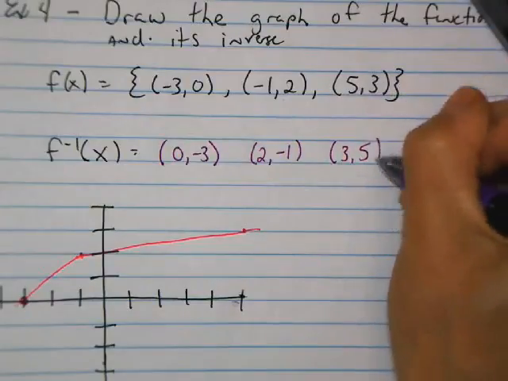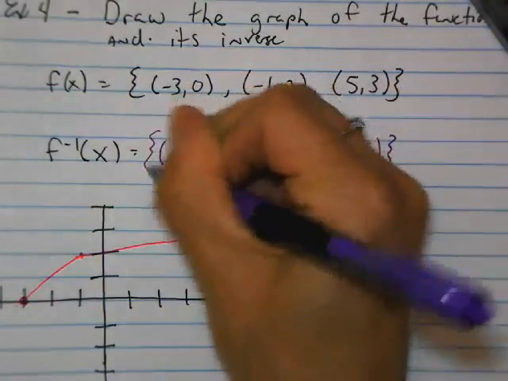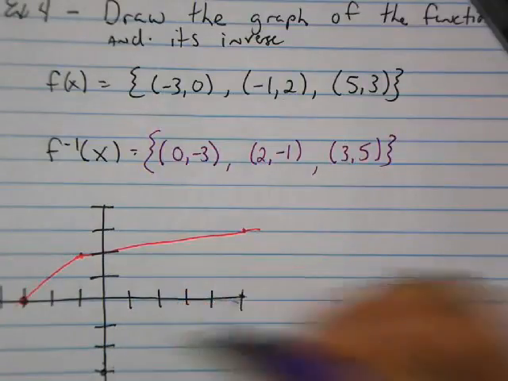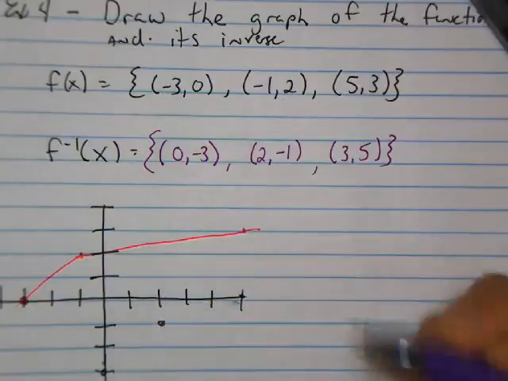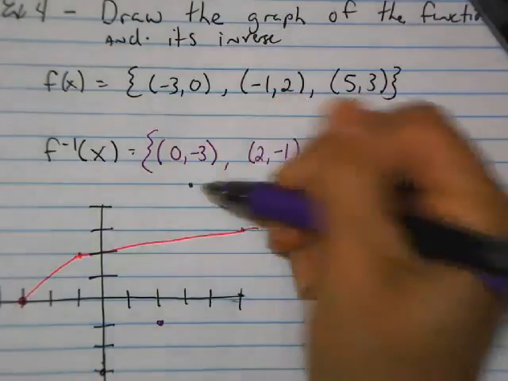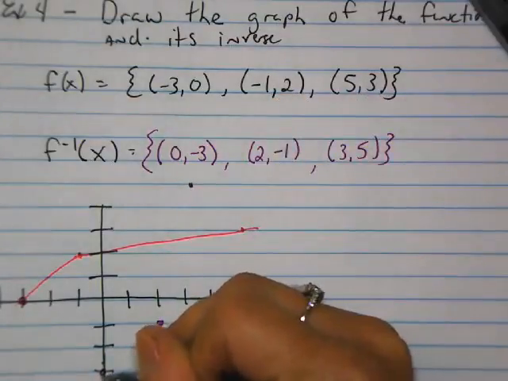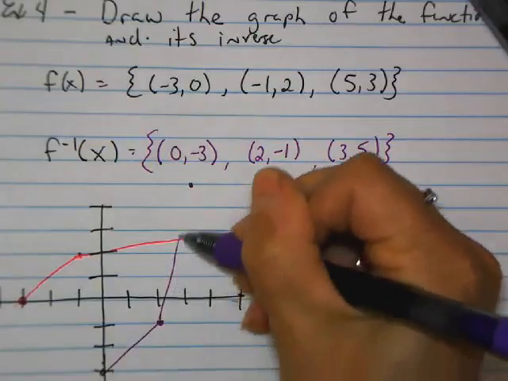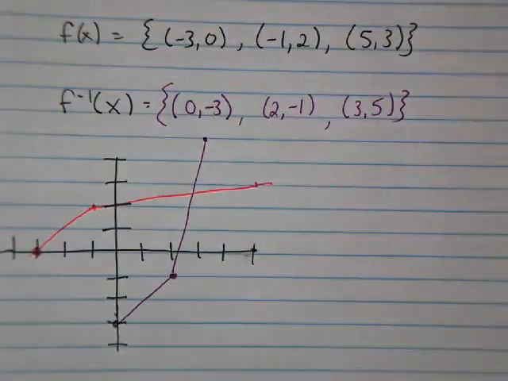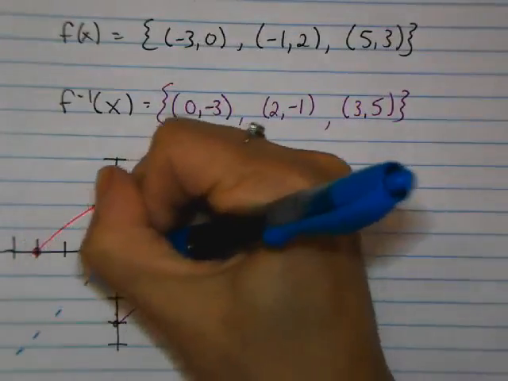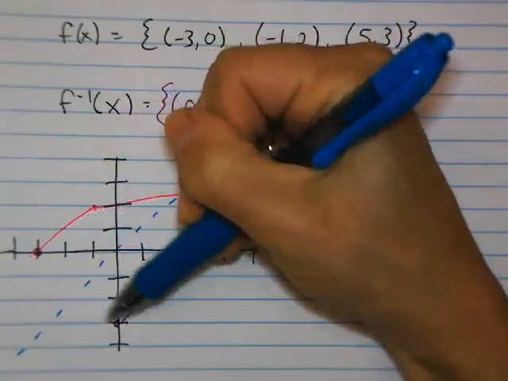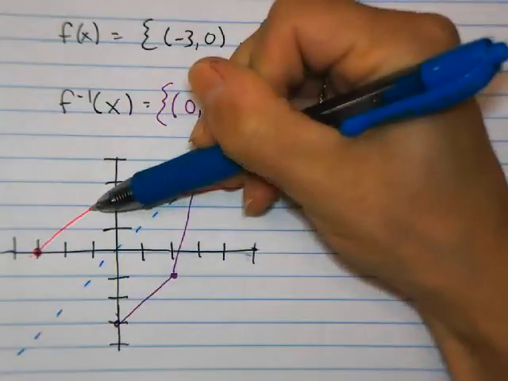Alright, so let's graph those. 0, negative 3, 2, negative 1, 3, 5. So it looks like that. And if you envision this diagonal line that cuts across here, do you see that that point, when reflected over the diagonal line, would go here? And this point would go here. And this point would go here. Okay? So that's what it means.